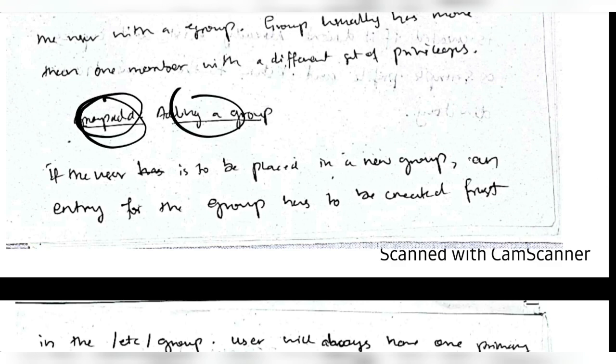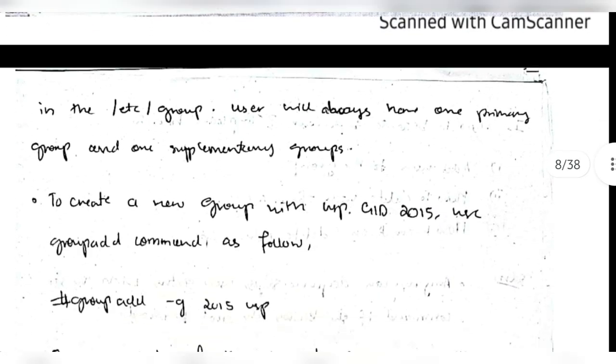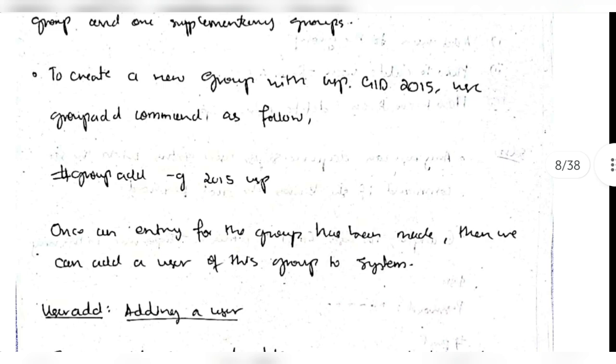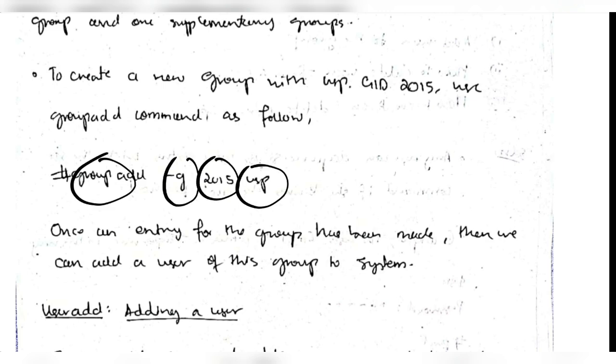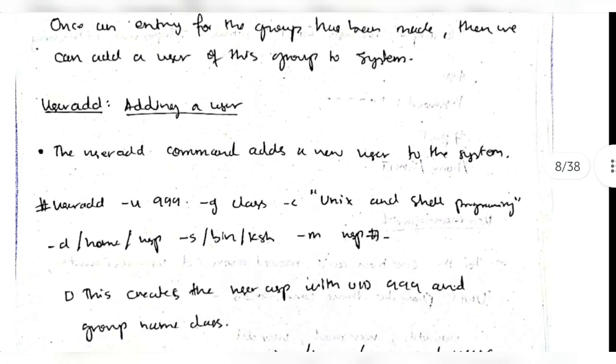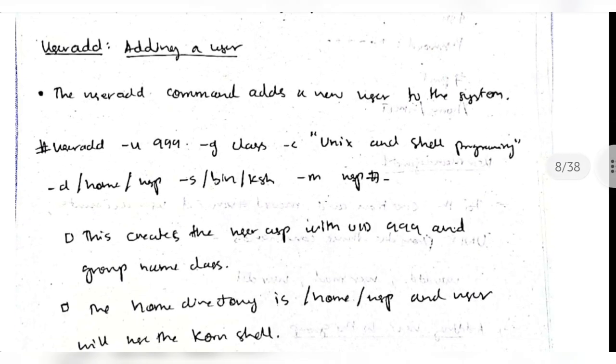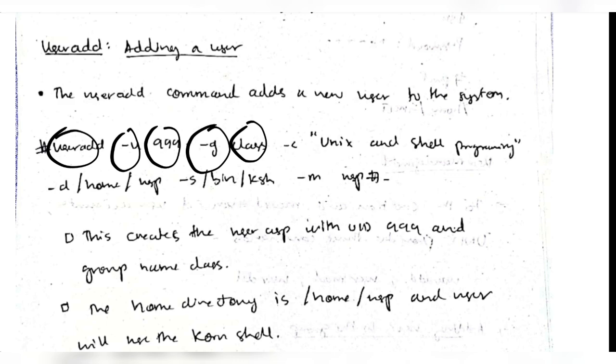By using the group add. By using the group add you can create a new group and then you can add the user. So you will be using group add G 2015 USP. In that way the group will be created. After you have created the group, use this syntax: user add u999 g class. This is the syntax of it.